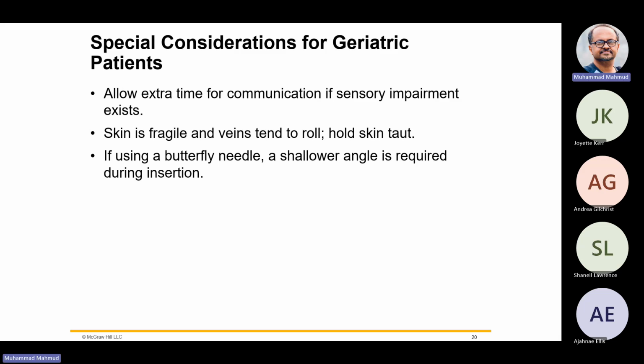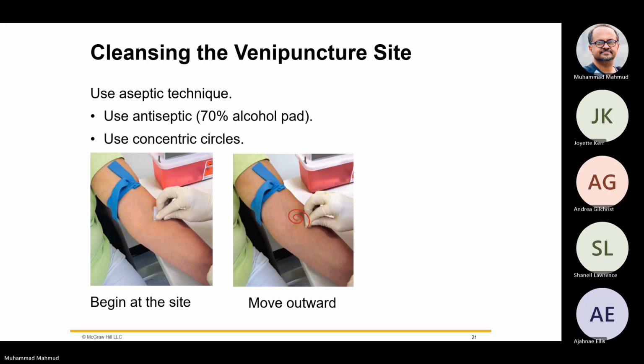Allow extra time for communication if sensory impairment exists, like loss of hearing or vision problems. Their skin is fragile and veins tend to roll, so hold the skin taut. If you're using a butterfly needle, the shallower angle should be applied while you are inserting the needle.